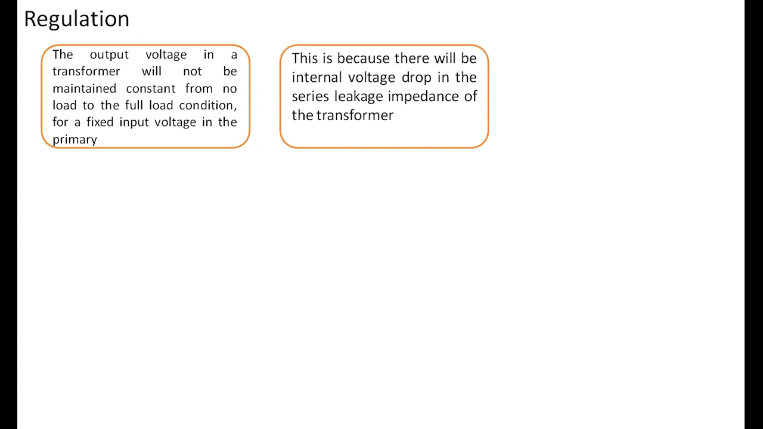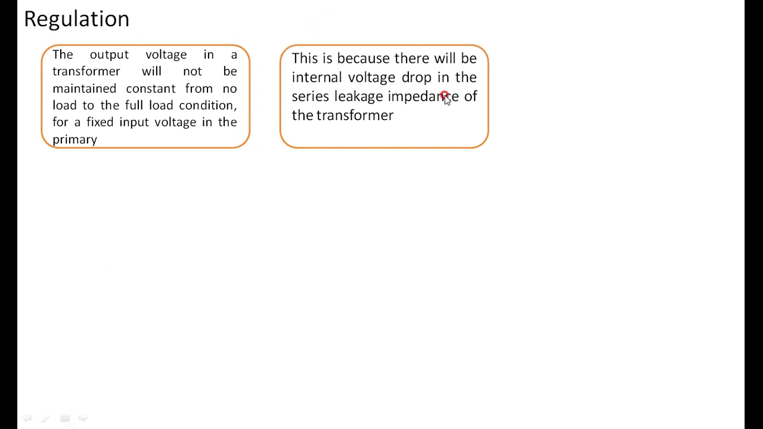Therefore, the output voltage in the transformer will not be maintained constant from no load to full load condition for the fixed input voltage in the primary. Even if you keep the input voltage constant, it is not possible to maintain a constant voltage across the output because of the drops in the transformer. The same thing is here.